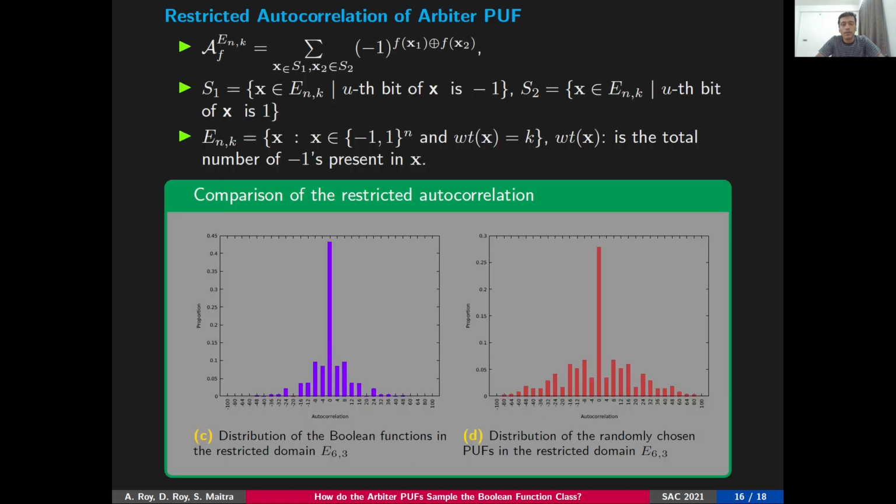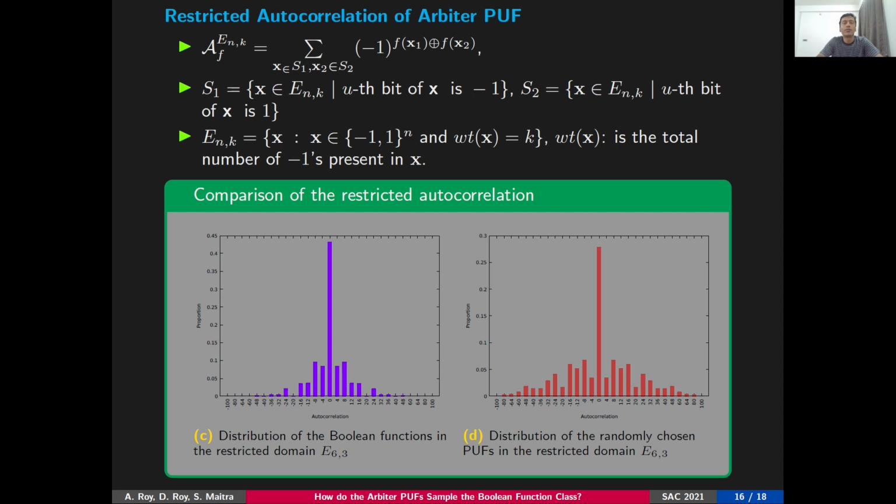Now in the previous slides we have observed that the autocorrelation distribution of PUF is quite different from the Boolean function distribution. Now we have defined the restricted autocorrelation of a Boolean function, and the expression of the restricted autocorrelation is given in this expression. Here we are considering the set Enk, which is the set of all x whose weight is k. Here weight is denoted by the number of minus 1 present in the string x.